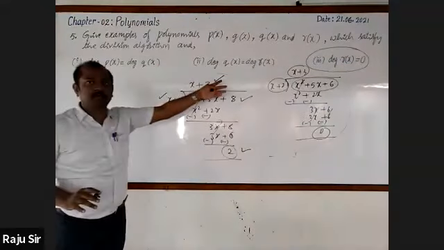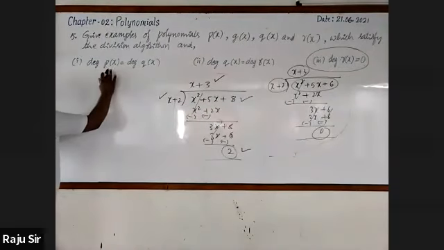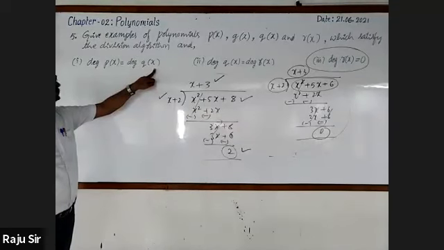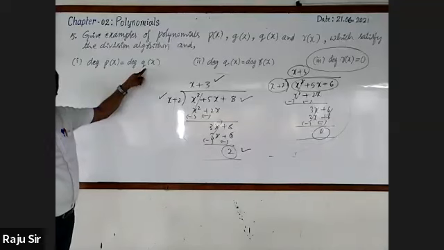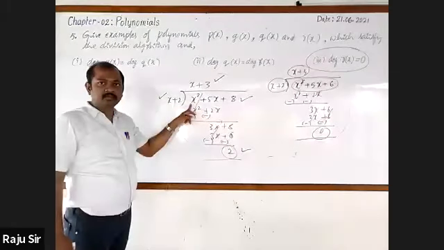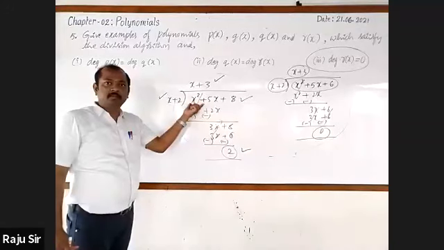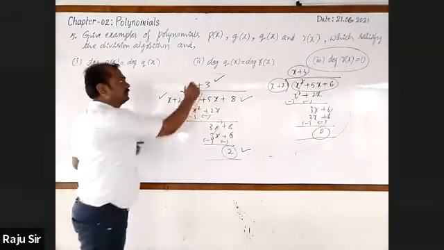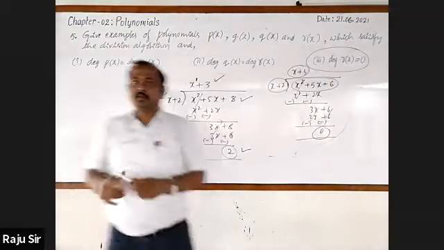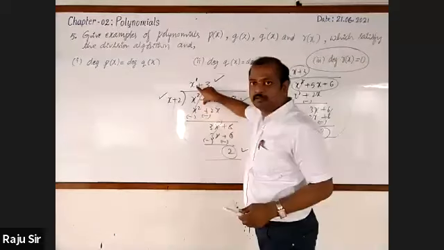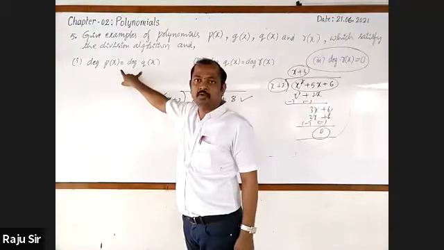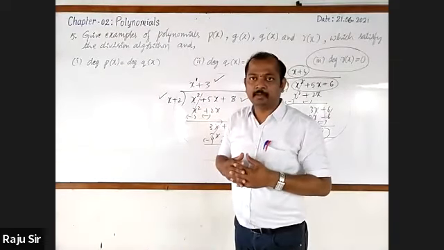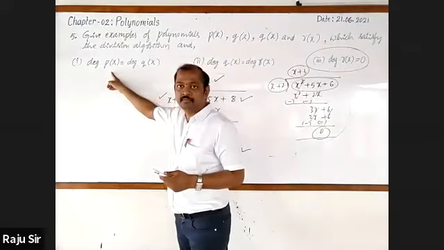Let us discuss the second one later. Come to the first one. Degree of p of x should be equal to degree of q of x. p of x, q of x. Come to this. What is the degree of this polynomial p of x? It is 2. Q of x? 1. So then, will these two polynomials satisfy this condition? No, sir.